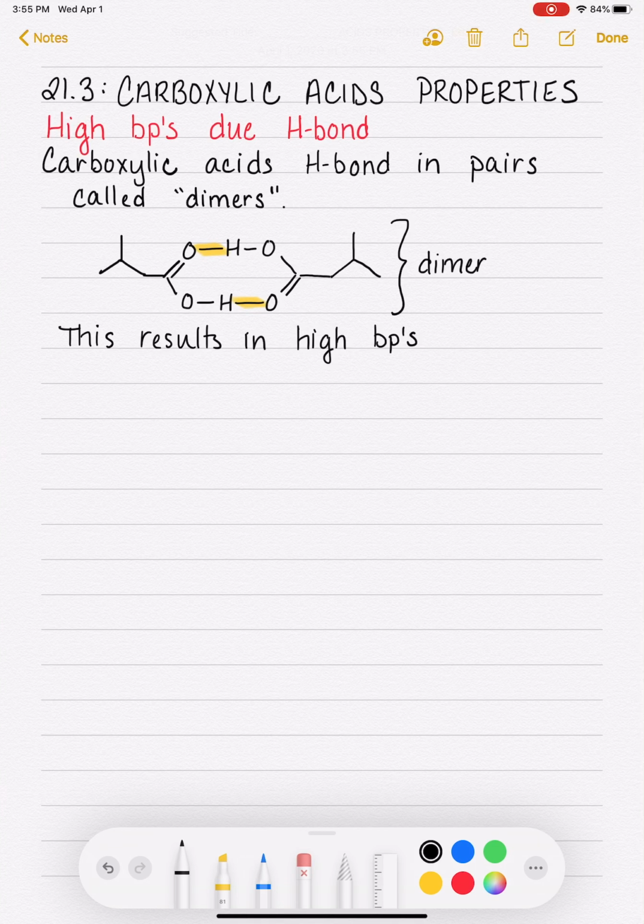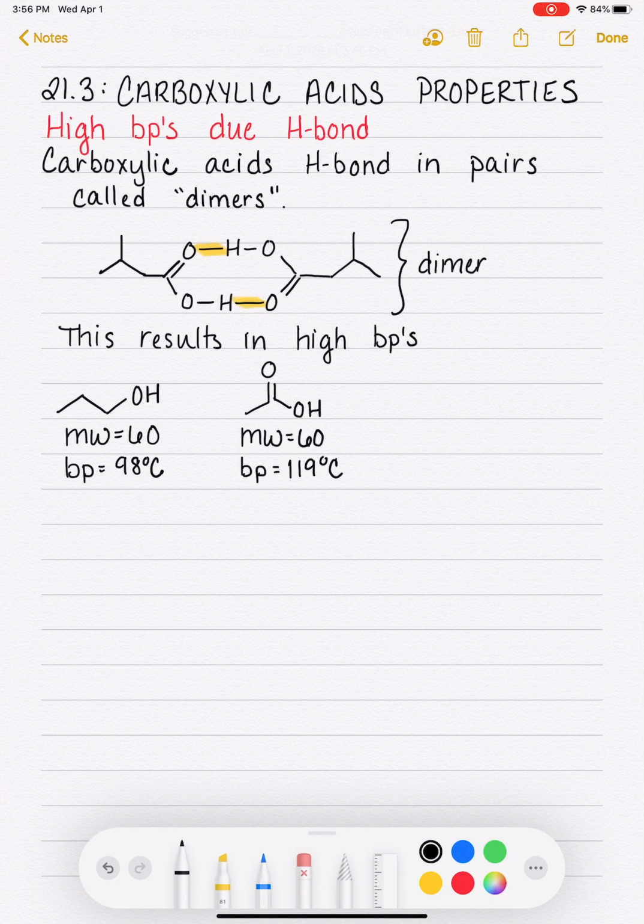And just to give you some data, propanol, which is also capable of hydrogen bonding, with a molecular weight of 60, has a boiling point of 98, which is pretty high. A carboxylic acid with the same molecular weight, because remember the mass of the molecule is a factor in boiling point as well, has a boiling point of 119. So that is quite a bit higher, pretty different.